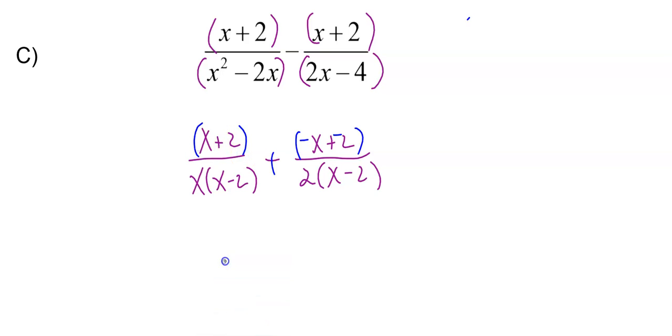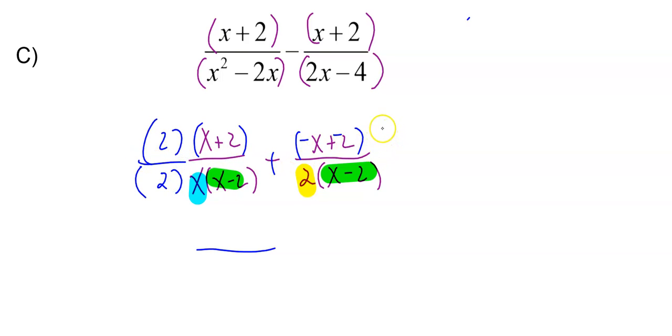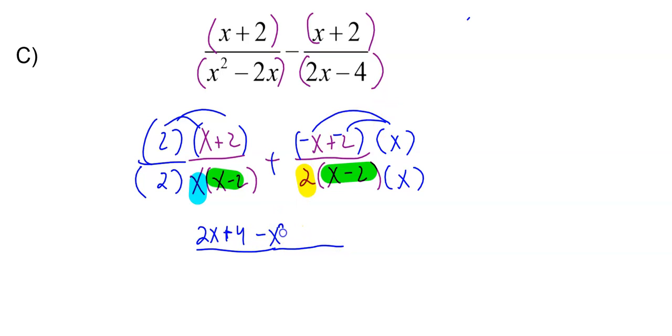So what do I have for a common denominator? I have an x minus 2, that's common to both. I have an x that one has, but not the other one. And I have a 2 that one has, but not the other one, right? So I think we know what we need to do here. This one needs a 2. This one needs x. And so this distributes here, so it'd be 2x plus 4. This one distributes here. We get negative x squared minus 2x. And this is 2x times x minus 2 down there.